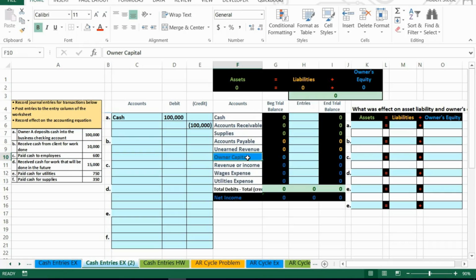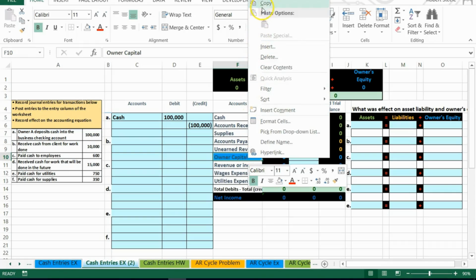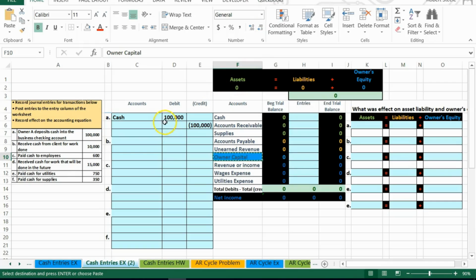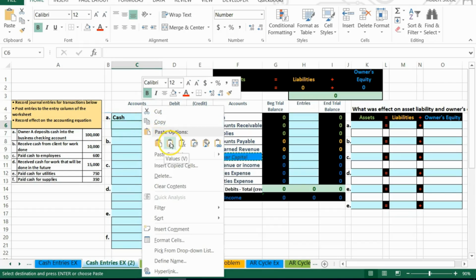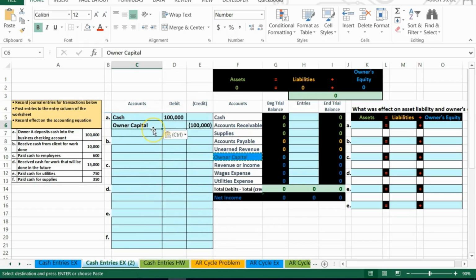So I'm going to go ahead and copy that. I'm going to say copy here, right clicking and copy. We see the running ants. I'm going to put my cursor here on C6, right click. We're going to paste it. Once again, you could type it in here. That would be fine. I like to copy and paste it. I think that's a little bit faster.